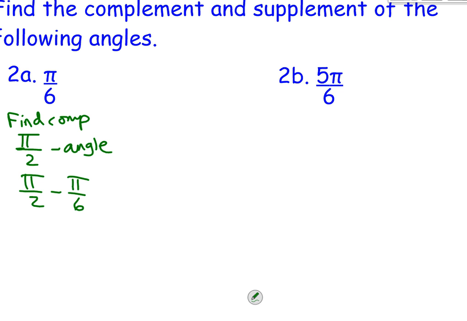We'll know, even if we don't recognize that it won't work, because if we get a negative angle, okay? It's going to be two positive angles that give me that. So I'll get the common denominator, which is 6, and multiply by 3 over 3. So I have 3 pi over 6 minus pi over 6, which is 2 pi over 6, which is pi over 3. So pi over 3 is the complement.